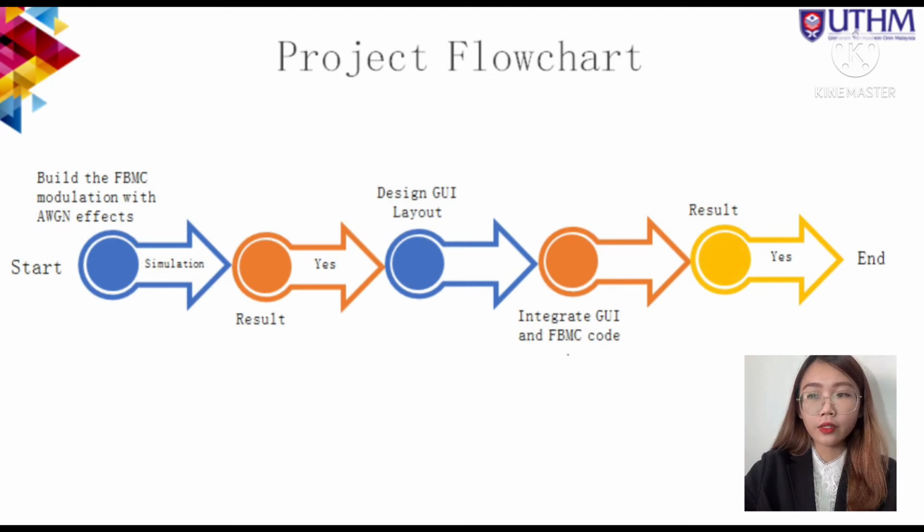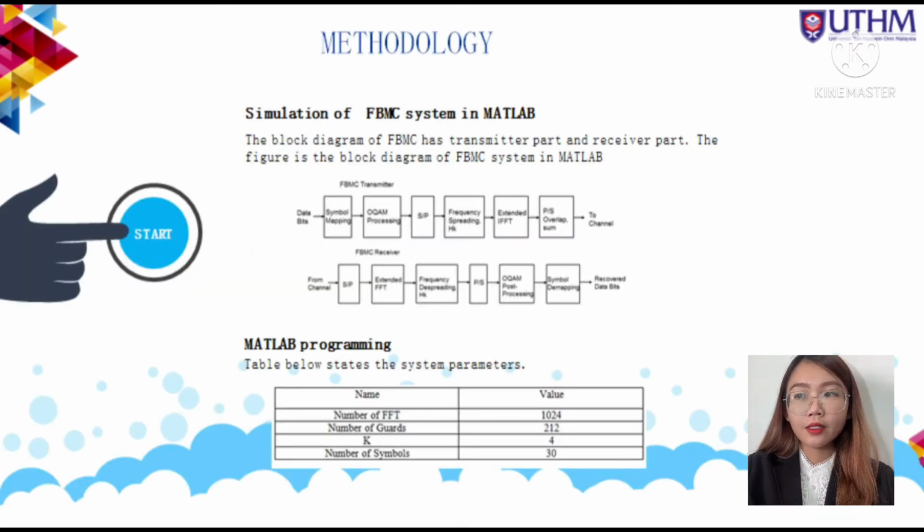This is the project flowchart, starting from the FBMC modulation with AWGN and fading effects, and doing the simulation to get the results. And then convert the FBMC modulation into a GUI to get data of BER and SNR. From the data, it is easy to analyze and explain the performance of BER with AWGN and fading effects. Next is the simulation of FBMC system in MATLAB.